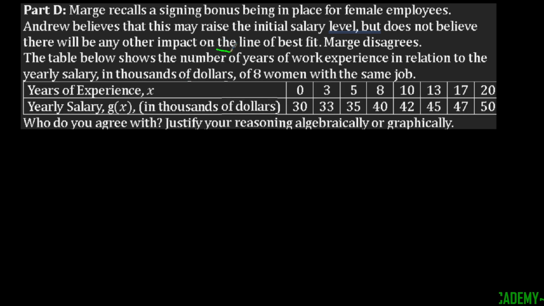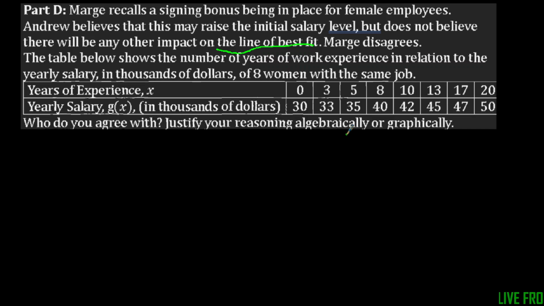So we're going to be looking at that line of best fit. Marge disagrees. The table shows the number of years of work experience in relation to the yearly salary in thousands of dollars of 8 women of the same job. So it gives us another table. We're going to label that G of X now. It says, who do you agree with? Justify your reasoning algebraically or graphically. So we can do a couple different ways.